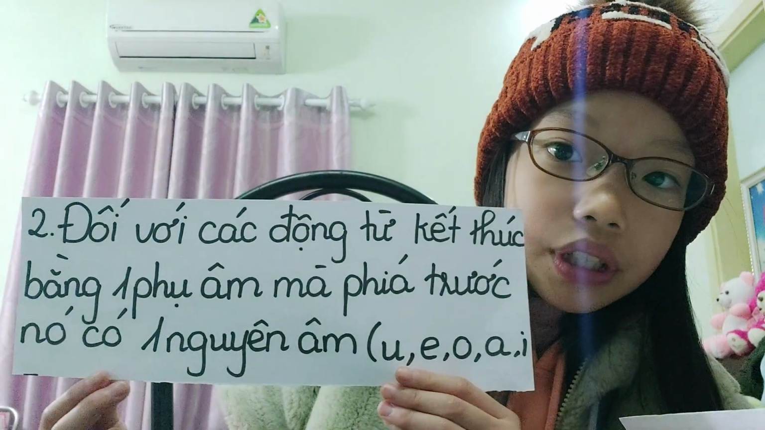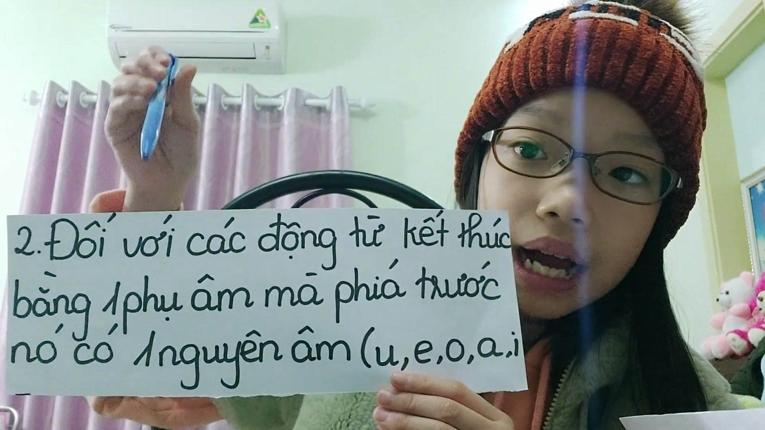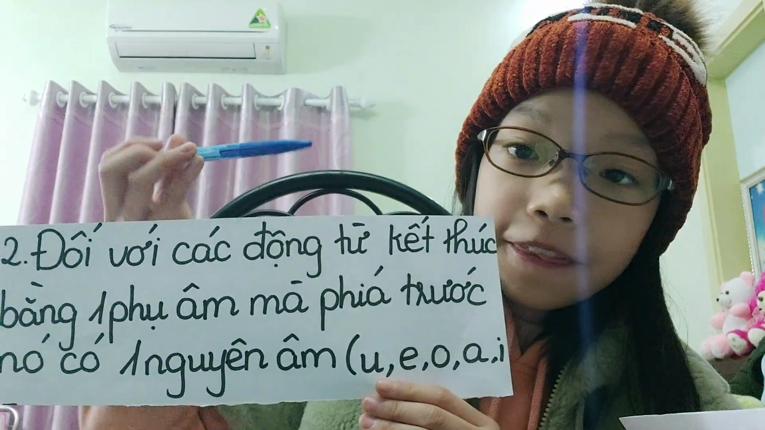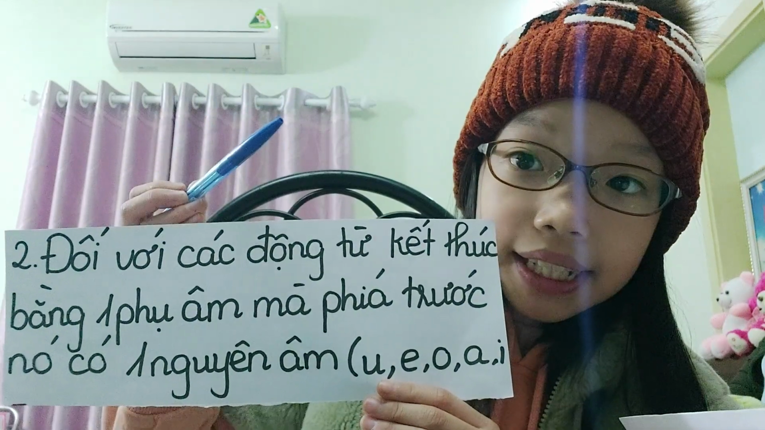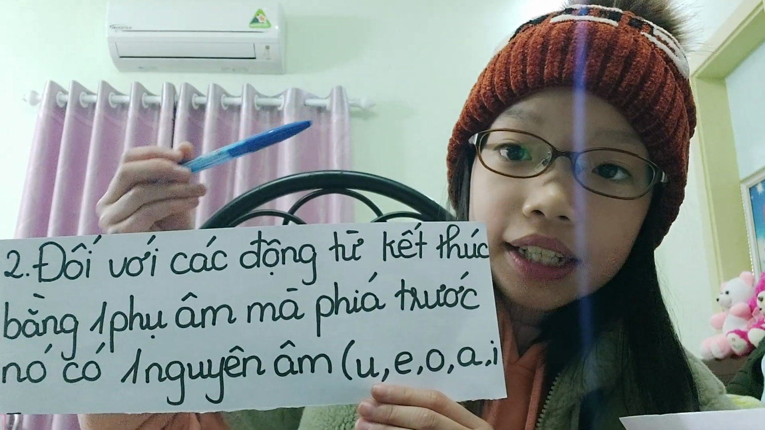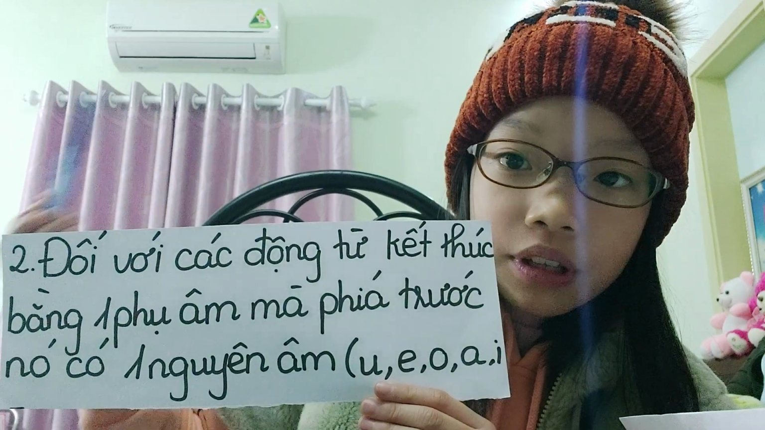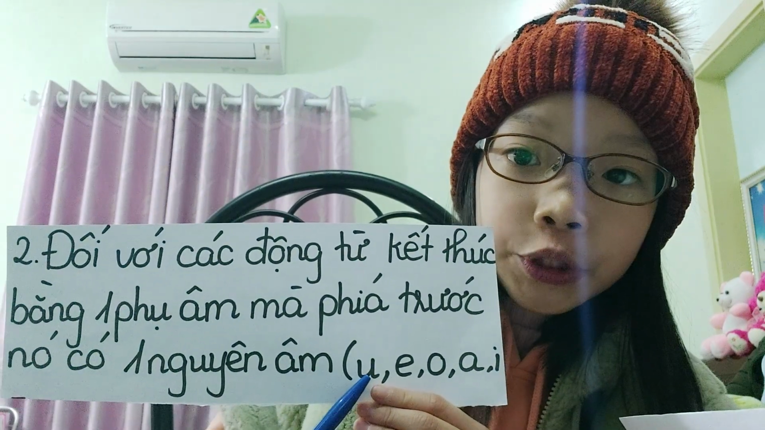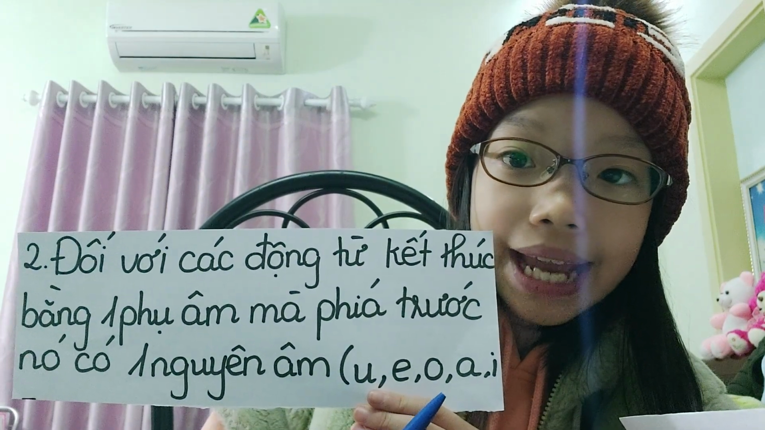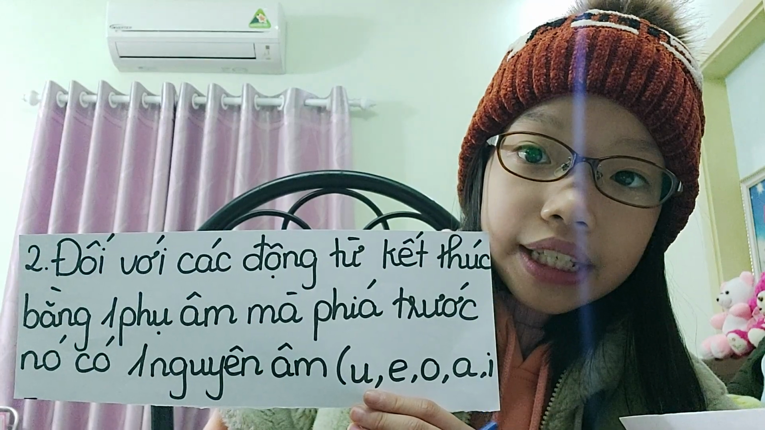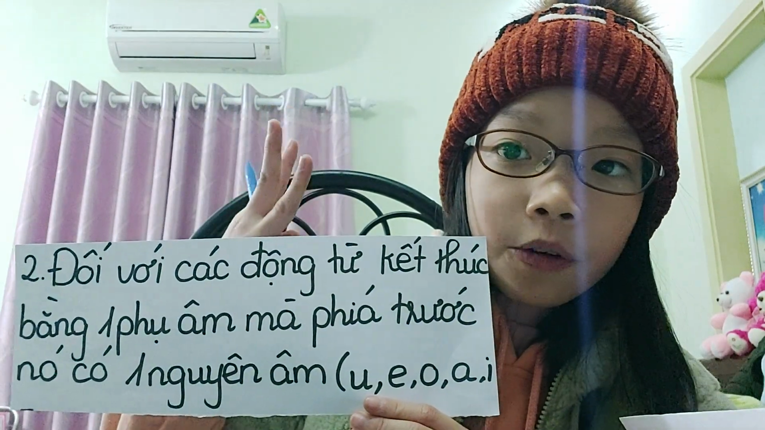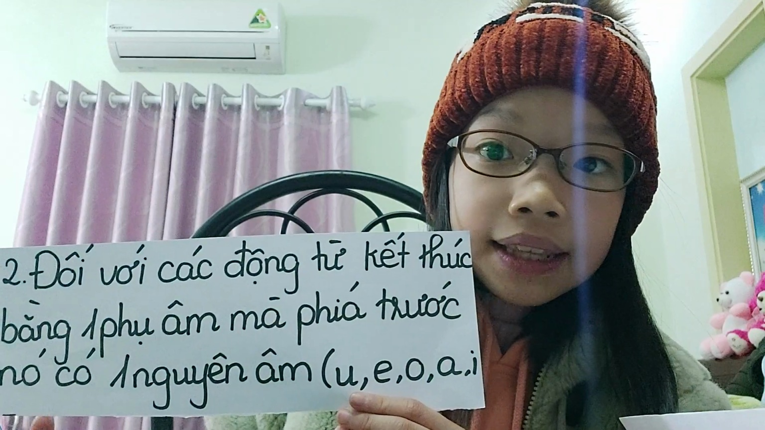And this rule number 2 is with some verbs that have the last letter, which is a consonant, and in front of the consonant is a vowel sound. Vowel sounds are like U, E, O, A, and I. So actually there are 3 types in this rule. Let's take a look at our first type, type 1.